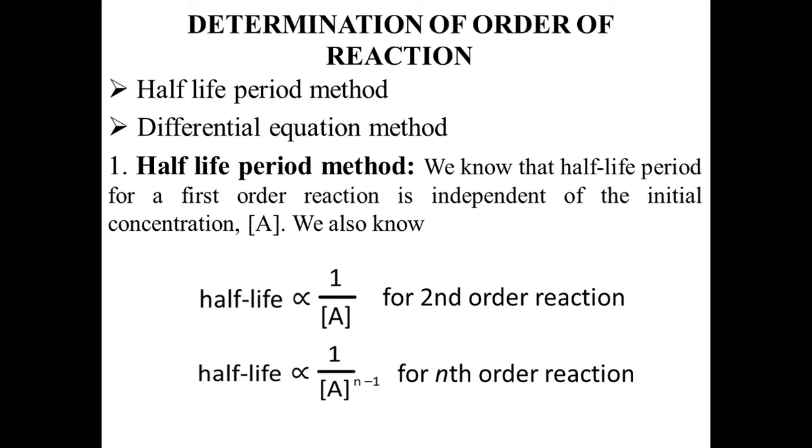Next, we'll come to the determination of order of reaction. For the determination of order of reaction, we take two methods. First one is half-life period method. Second one is differential equation method. First, we will consider the half-life period method. We know that the half-life period for the first order reaction is independent of the initial concentration of A. For second order, half-life period is inversely proportional to initial concentration of A, that is 1 divided by concentration of A. For nth order reaction, half-life is inversely proportional to the concentration of A to the power of n minus 1, that is 1 divided by concentration of A to the power of n minus 1.